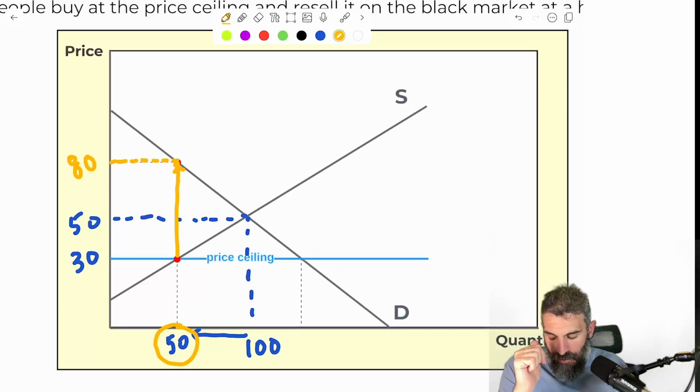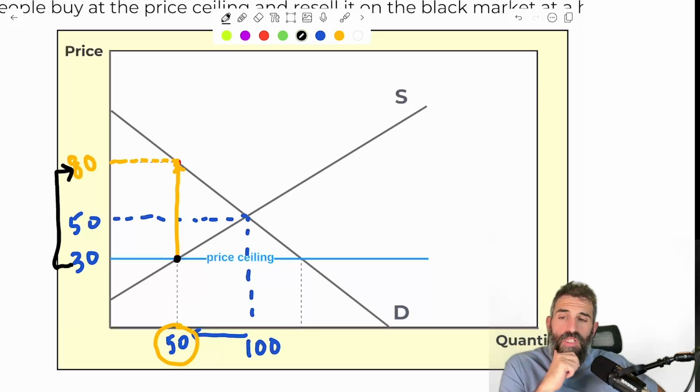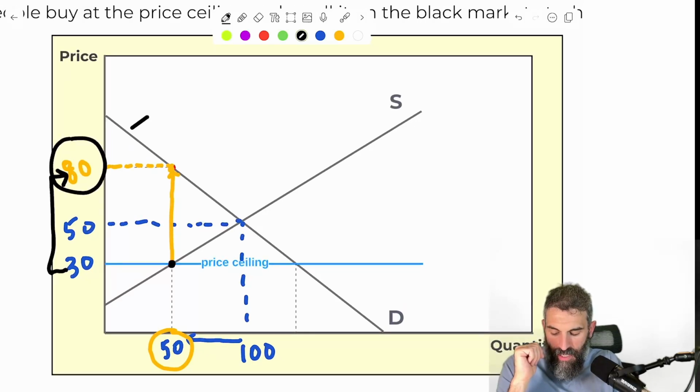So what's going to happen is somebody's going to buy it at 30 and then flip it to somebody else who is willing to pay 80. And this is what we call the black market price.